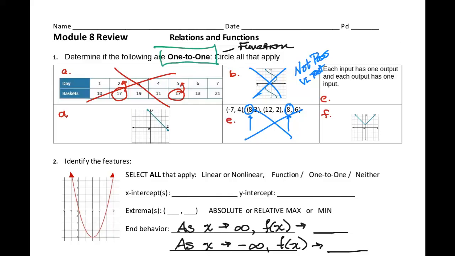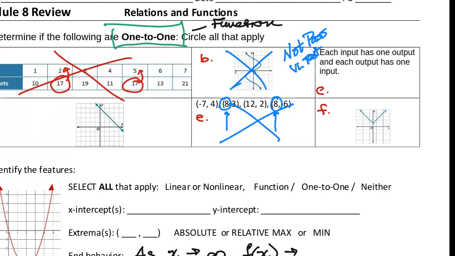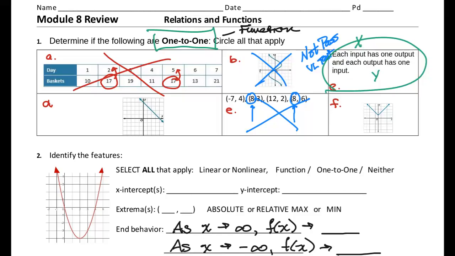Cristobal, what do you say? Is there one on here? Do you feel is or is not? What about C? Yes, this one is. Each input, that's your x value, has one output, and each output has one input. Okay? That one's a yes.